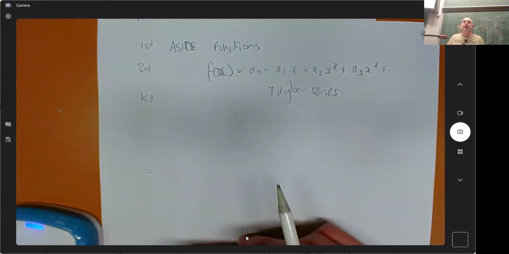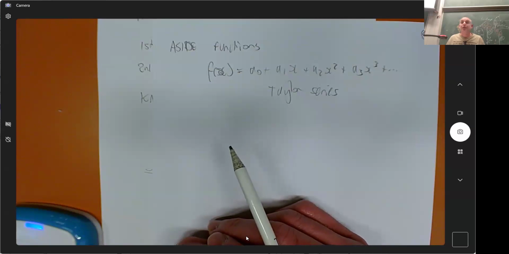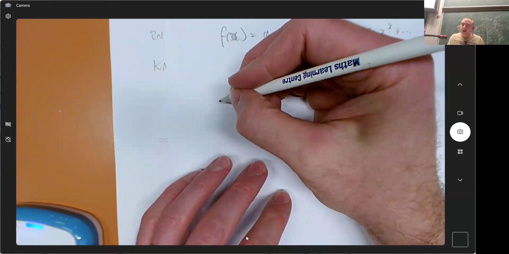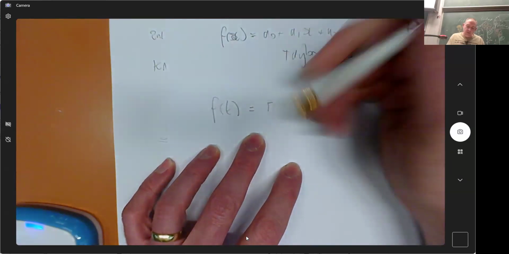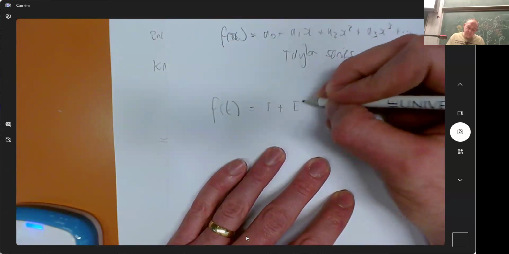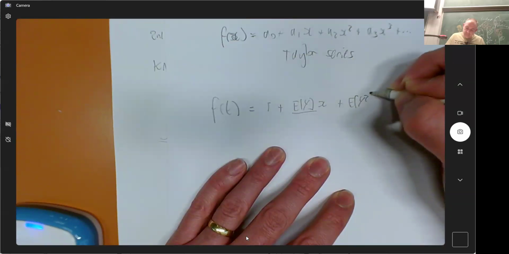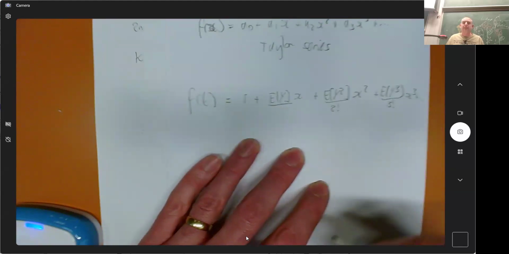So what if, crazy idea, what if I put the moments in these spots? Right? That'd be cool. But I'm not going to do that. I'm going to do this. What if I made a function and I put the moments in these spots? Like that.